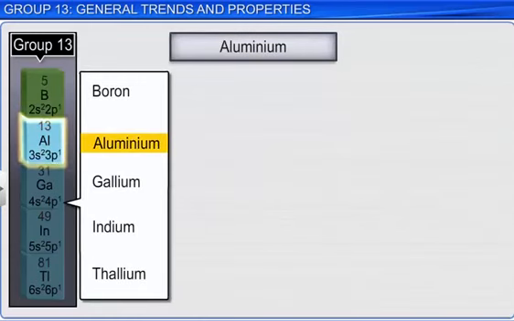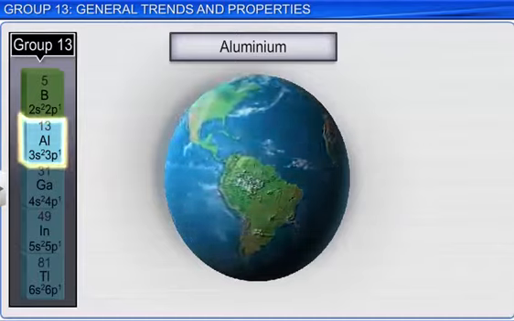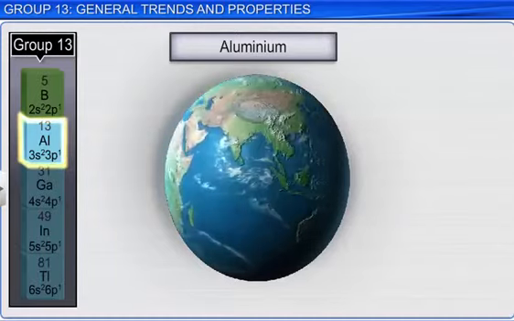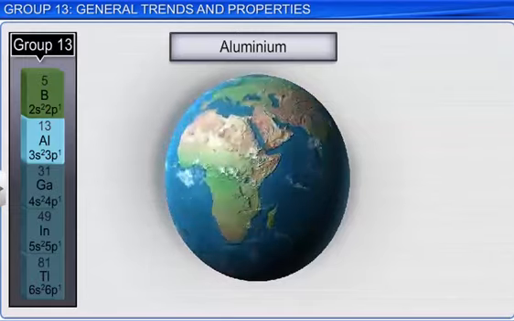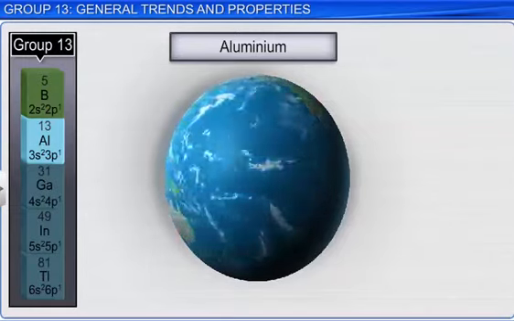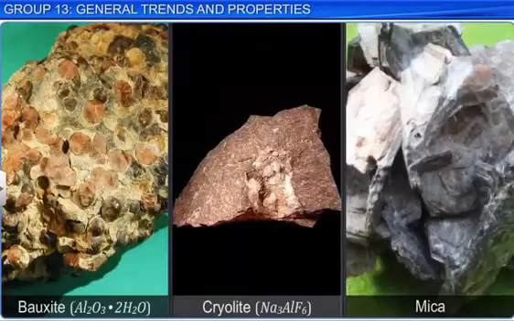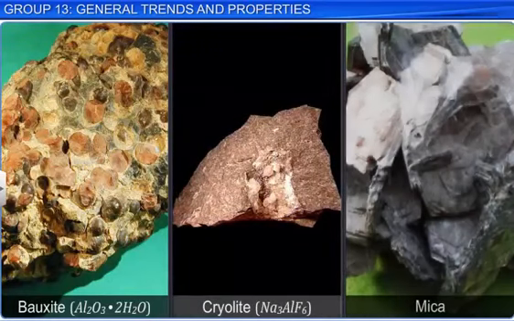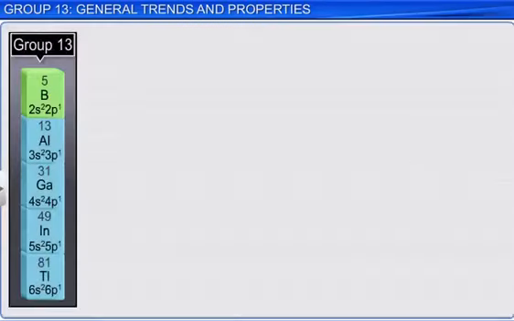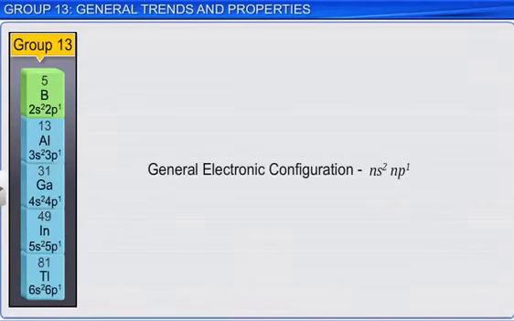Aluminium is a metal, although it has many chemical similarities with boron. It is the third most abundant element and the most abundant metal in the Earth's crust, contributing 8.3% by mass. Important minerals of aluminium include bauxite, cryolite, and mica. The electron configurations of the group 13 elements all end as ns2, np1.